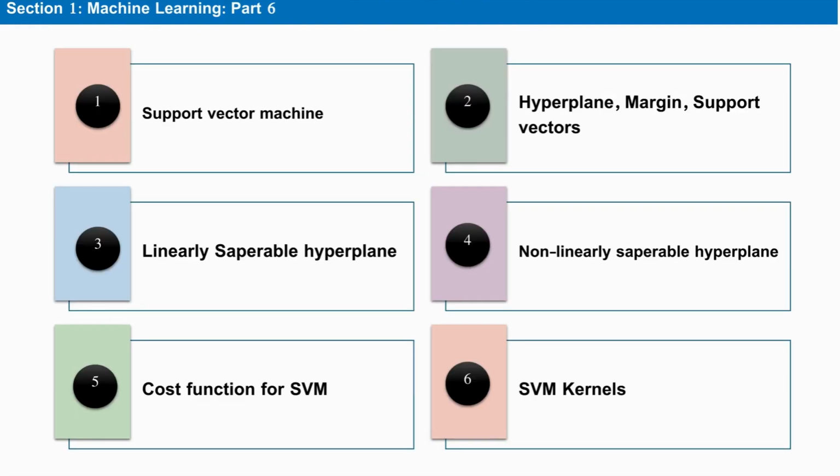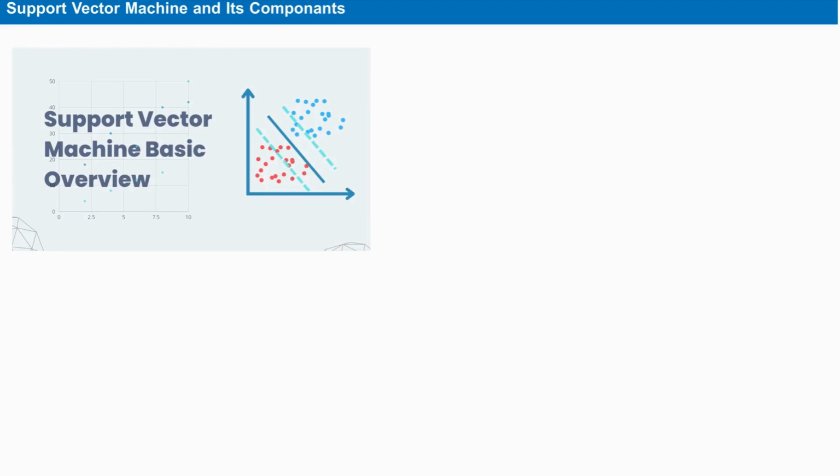These are the topics we are going to explore in today's session. We will start with the support vector machine. These are the components of the support vector machine: the hyperplane, margin, and the support vectors. What is the linearly separable hyperplane and what is the non-linearly separable hyperplane? Also, what is the cost function for the SVM and the SVM kernels? So let's start with the first topic, which is support vector machines and its components.